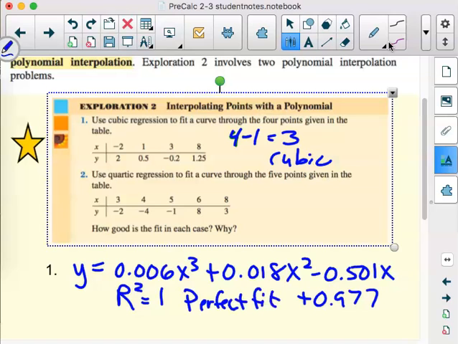And you know that's what we are after at this level of math, is always perfect. So now, when I went into Stats Edit earlier, you saw I already have the other numbers in here for the quartic regression as well. You might want to go ahead and punch those in quickly while I'm switching screens here. But this one has 1, 2, 3, 4, 5 points. 5 minus 1 is 4. A quartic should be a perfect fit.